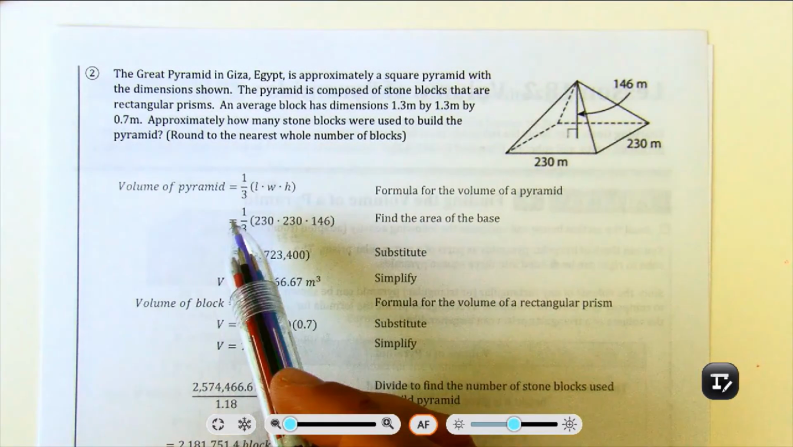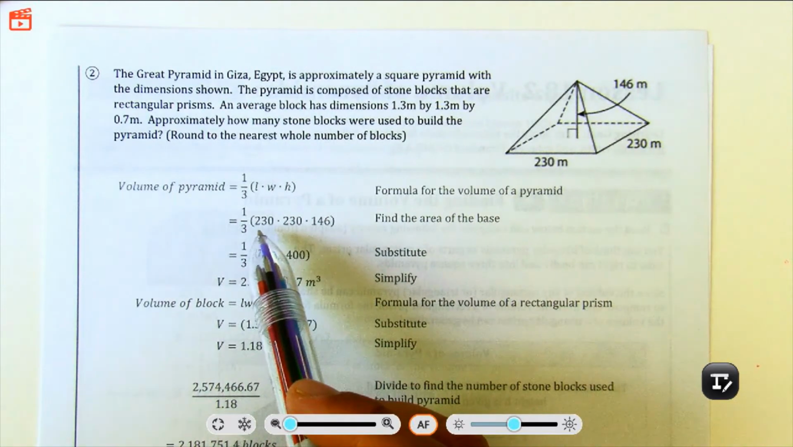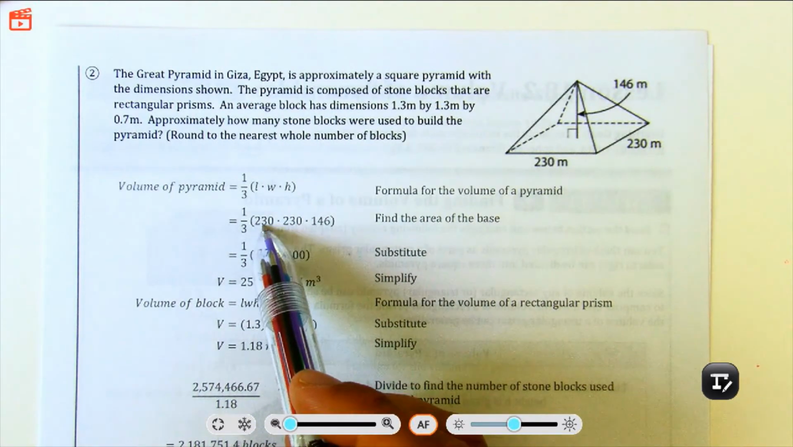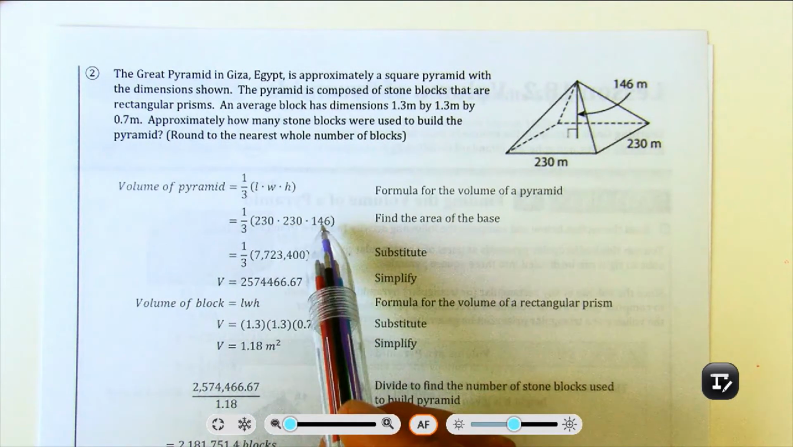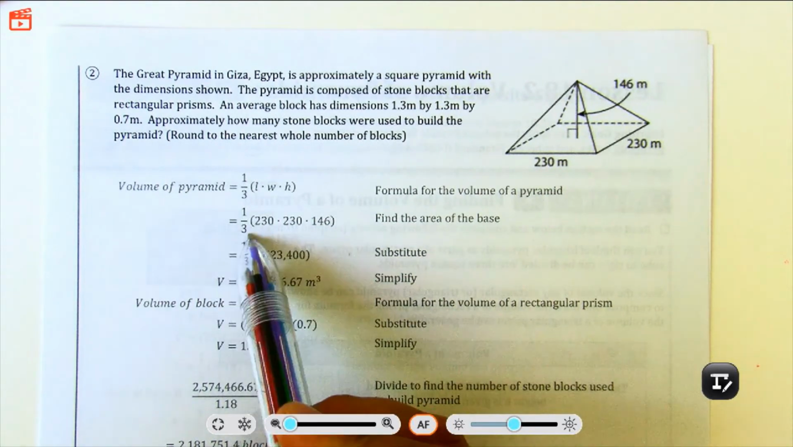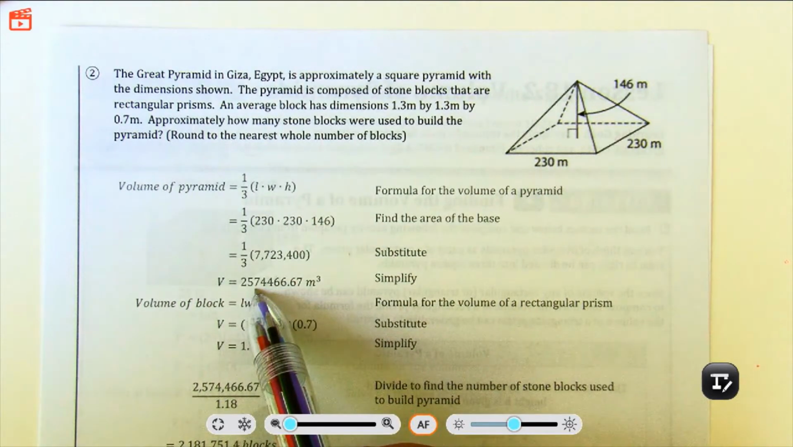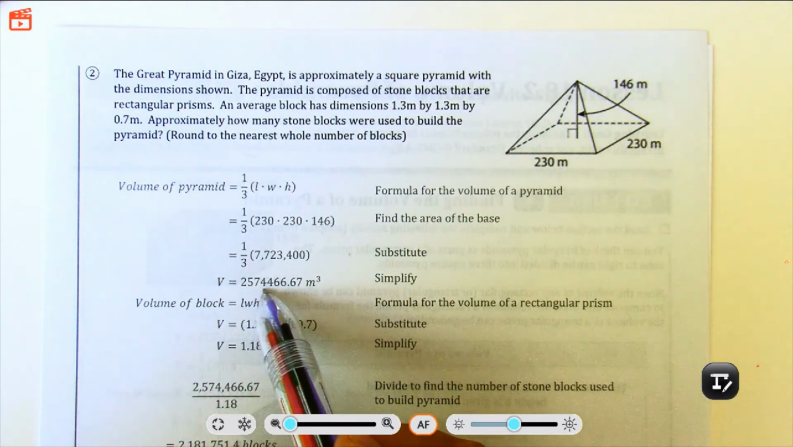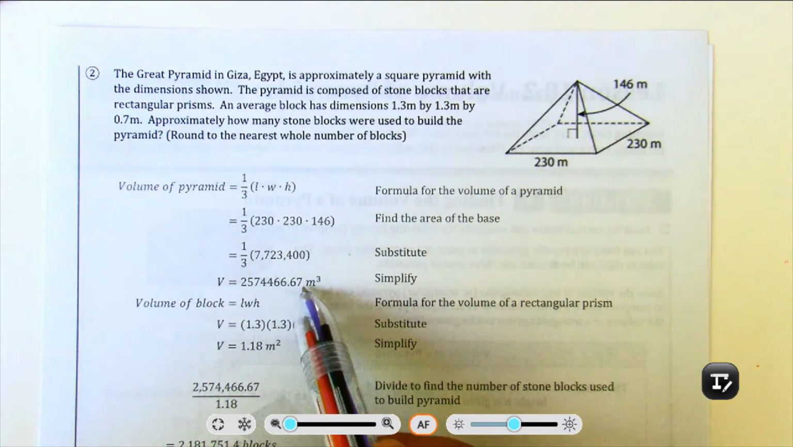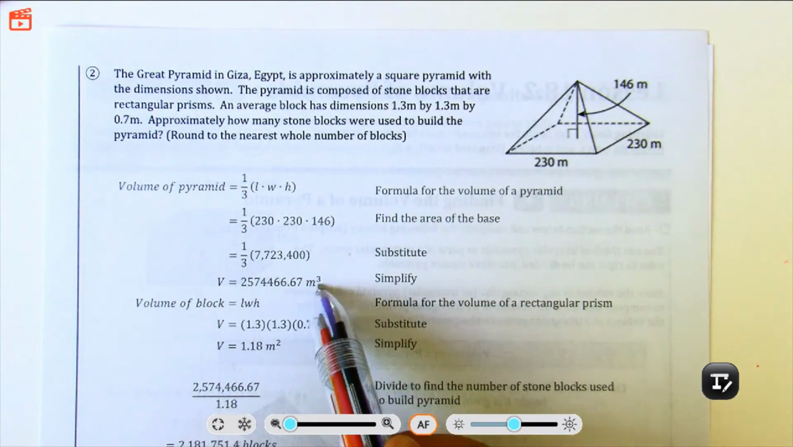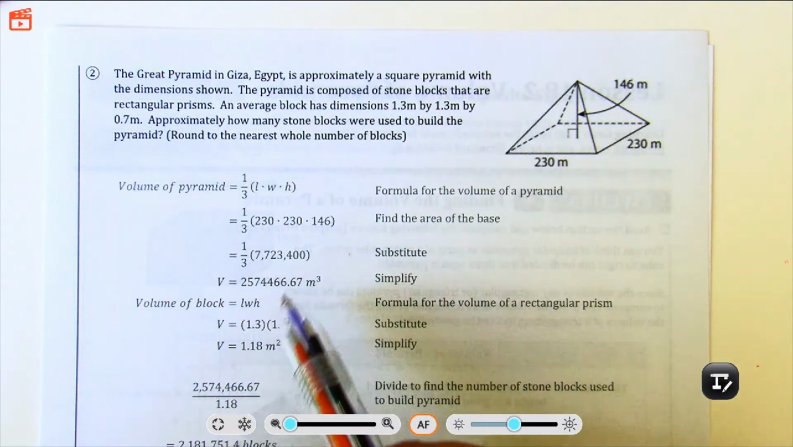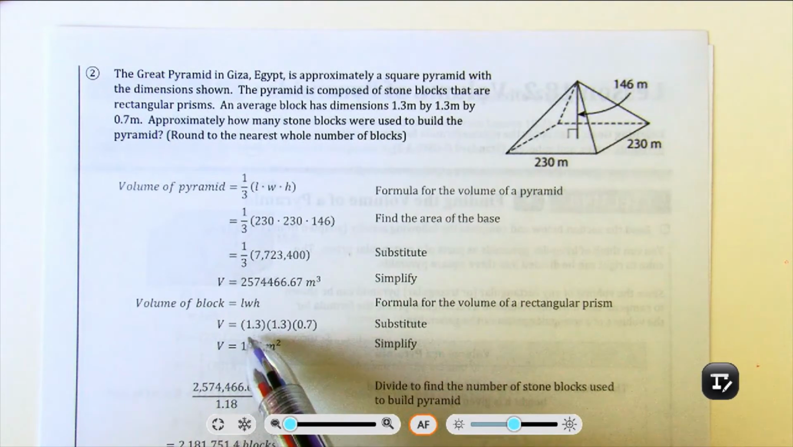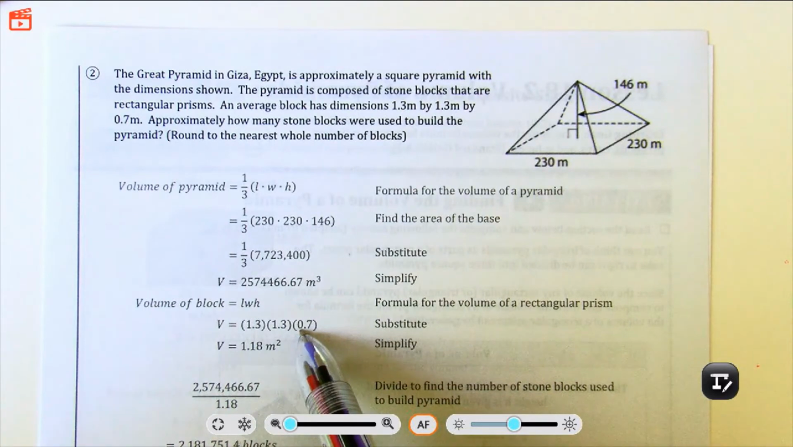The volume of the pyramid is 230 times 230 times 146 divided by 3. Ends up being this number here, which is 2,574,466.67 cubic meters. Then to find the volume of the block, we have 1.3 times 1.3 times 0.7. That gives us 1.18.